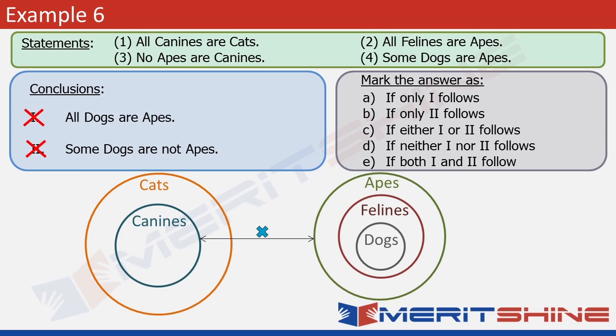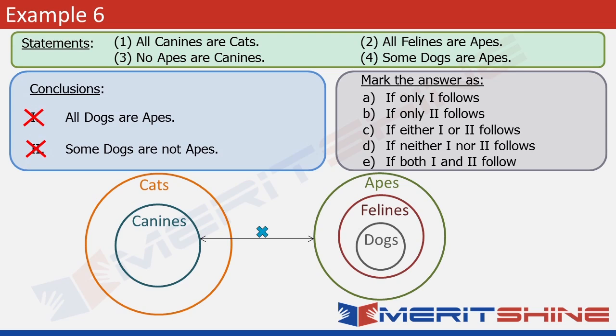Look at them once more. Conclusion 1 says all dogs are apes. If we are saying that this is false, that this does not follow, it means that we are saying that some dogs are not apes. There can be no other way. If all dogs are apes is false, it means that some dogs are not apes. There's basically no other option. Likewise, if we are negating some dogs are not apes, we are saying that all dogs are apes.